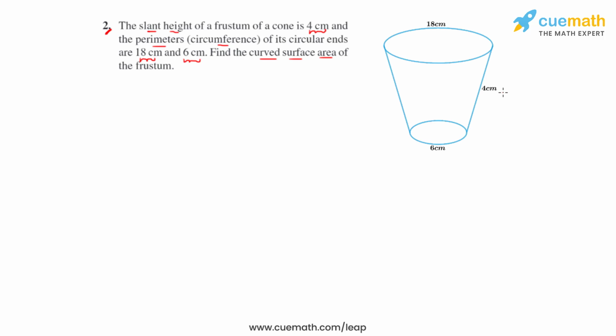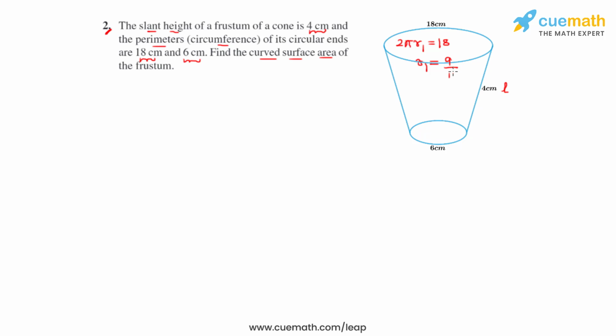We know that the slant height for this is L, which equals 4 centimeters. The next thing which is given in the question is the perimeter or the circumference of the circular ends. So if we take the upper circular end, and if the radius is r1 for it, 2 pi r1 will be equal to 18 centimeters. So r1 from this, as we calculate, will be equal to 9 by pi.